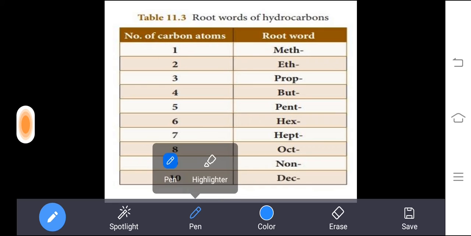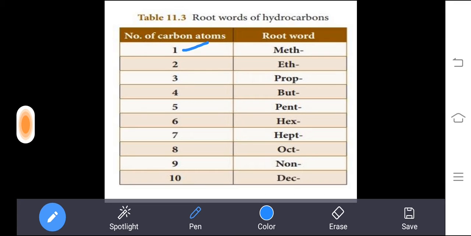Before drawing the electron dot structure, we want to know the root words, because mostly the electron dot structure questions come for hydrocarbons. Root word is nothing but the name for the compound based on its carbon count. If it contains 1 carbon, the root word is meth. 2 carbon, eth; 3 carbon, prop; 4 carbon, but; 5 carbon, pent; like that up to dec. The suffix varies depending upon the type of bond.